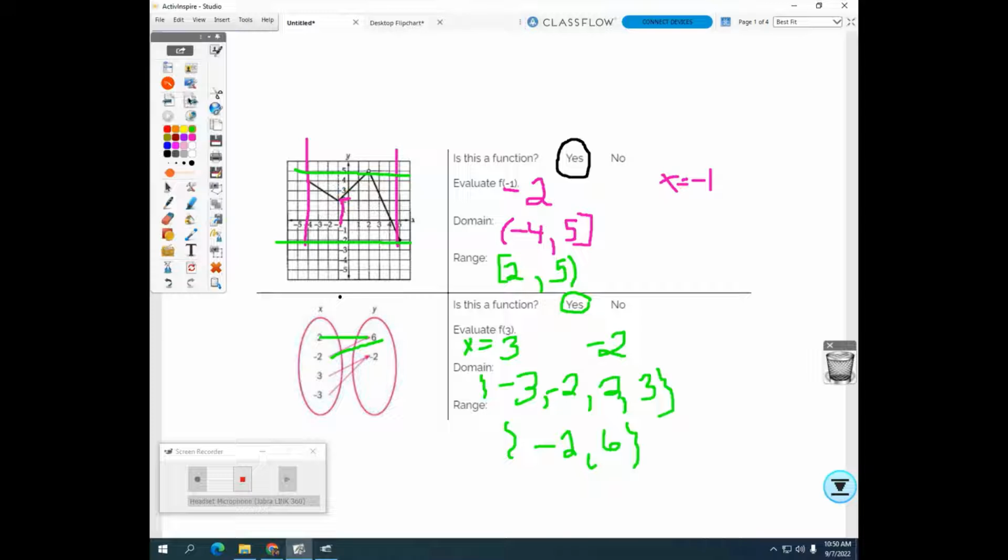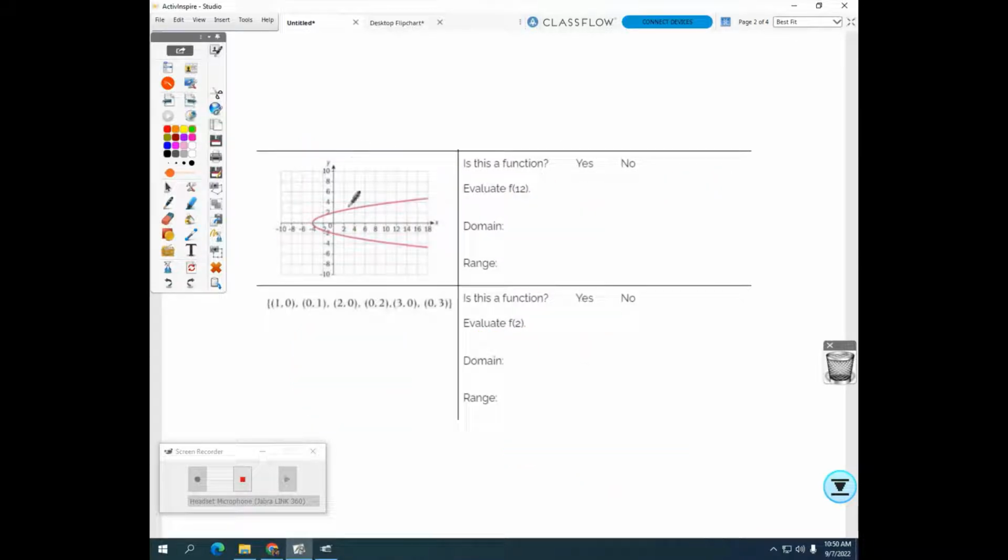Okay, so next. Is this a function? Well, when I do my vertical line test, I hit more than 1 point, so therefore it is not a function. It's not one-to-one. Each x does not just go to one y. When I evaluate f of 12, it's going to be 4, and it's also going to be -4. That's also how I know it's not a function, because there are two outputs at 12. So -4 and 4. I should start low to high.